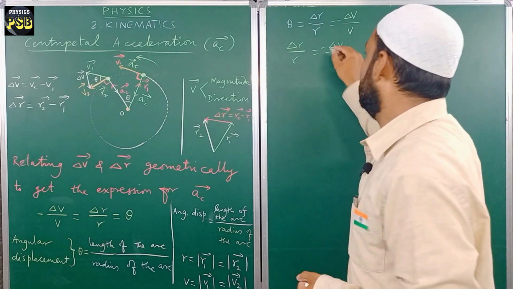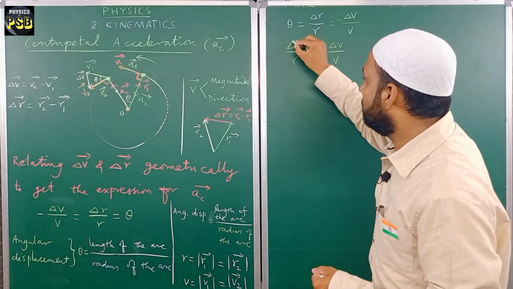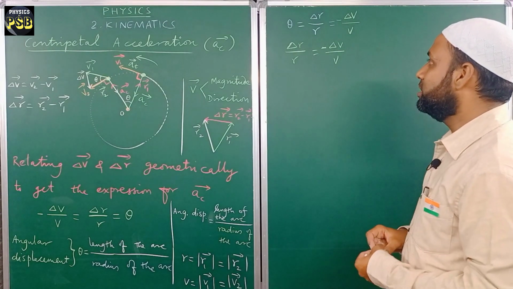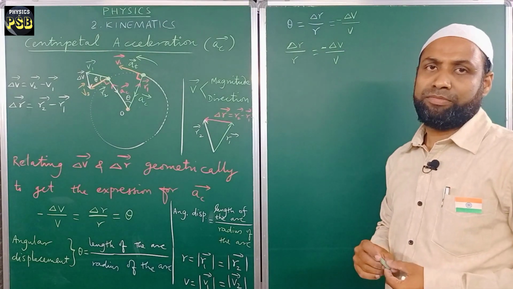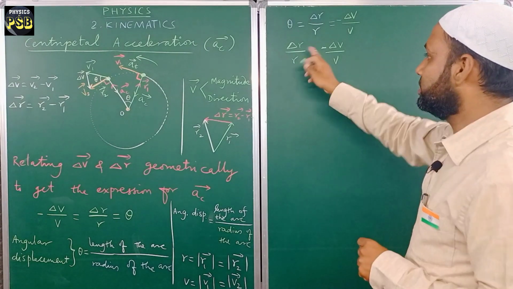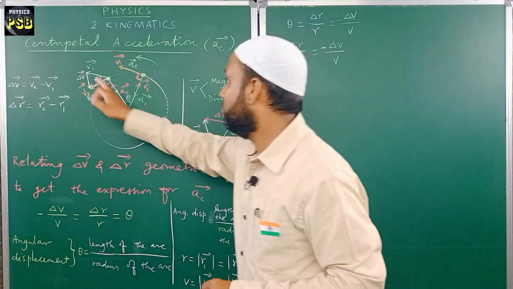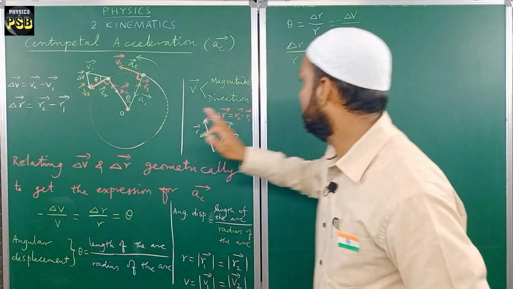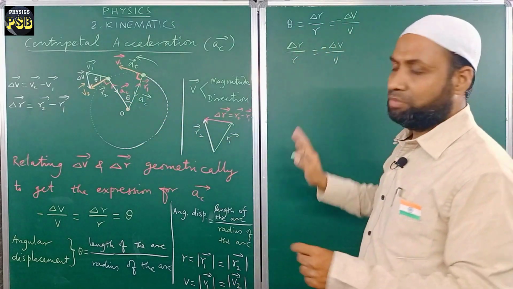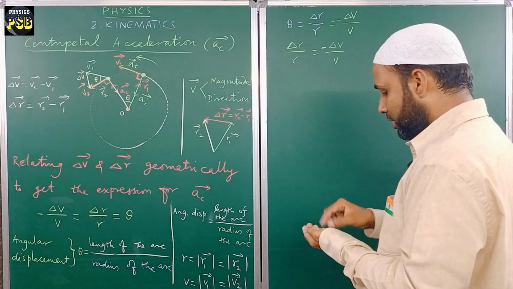Here is the minus sign. I think you remember I had told you about delta in the previous video. Here delta represents a change, a small change. Delta v is the difference between v1 and v2. In a similar way, delta r is the difference between r1 and r2. So in simple words, it represents the change. Remember that.